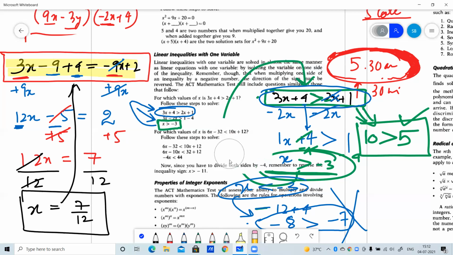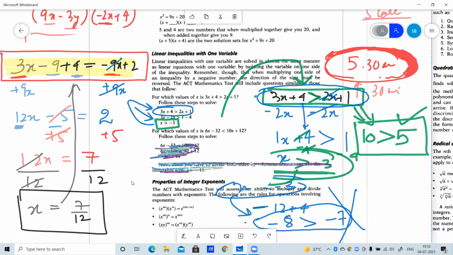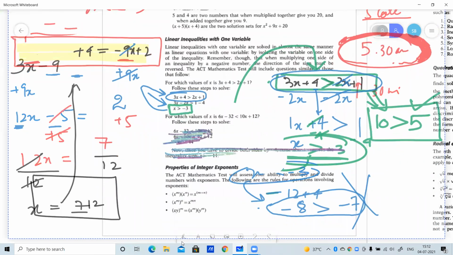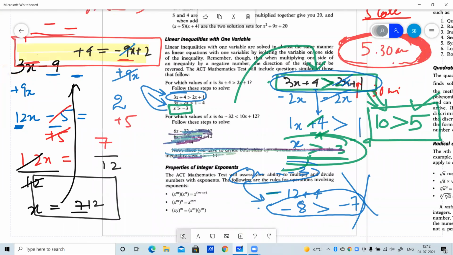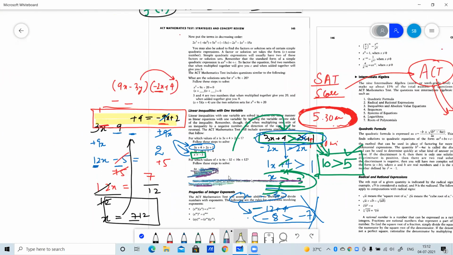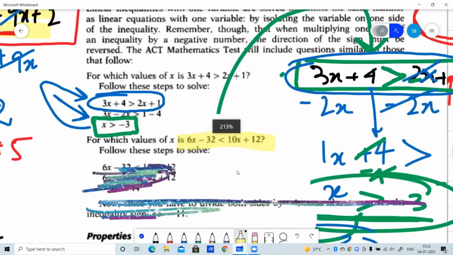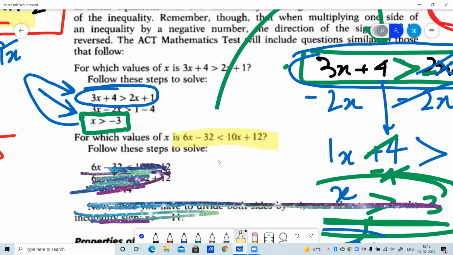Right. Now let us do one more example. Can you try the second one? 6x minus 32 is less than 10x minus 12. Do it on the rough paper. Where is it? I will highlight it, one second. Are you able to see that? Yes.